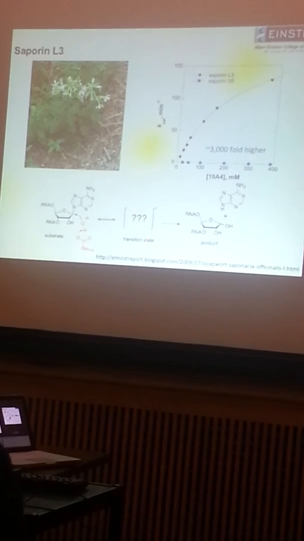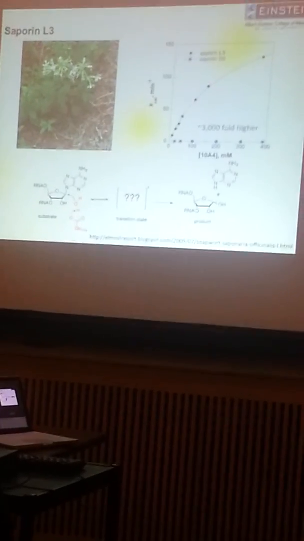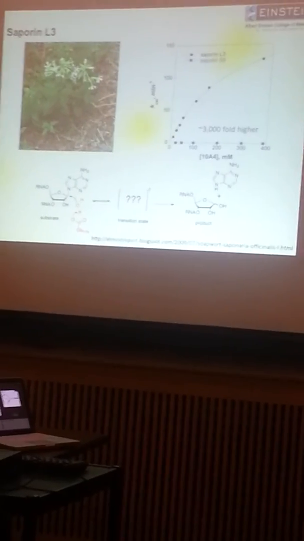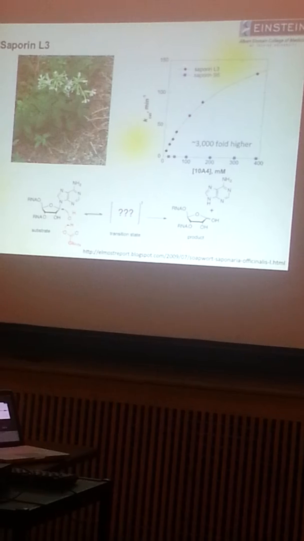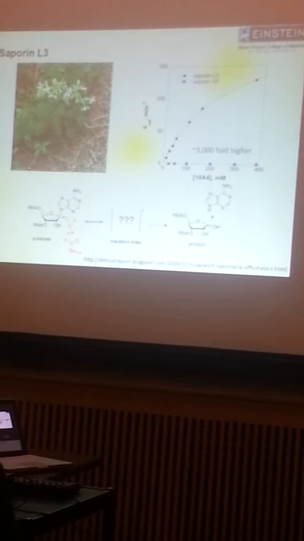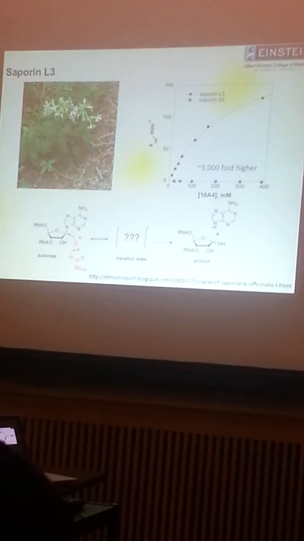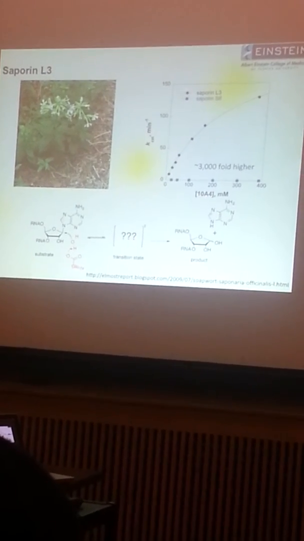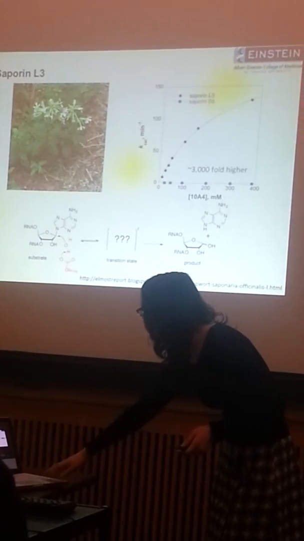And so we would like to get the structure of the transition state and also subclone the protein in E. coli or yeast. If you look at the activity, saporin L3 is about 3,000 times higher than saporin S6. That's why we choose the L3 as a model.